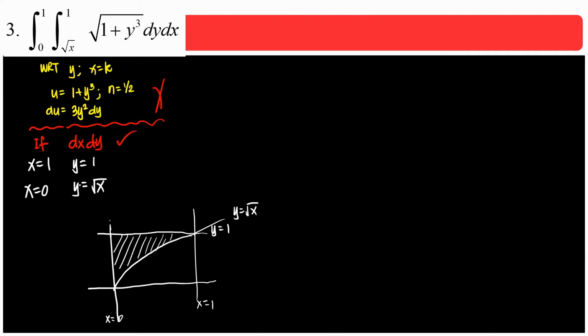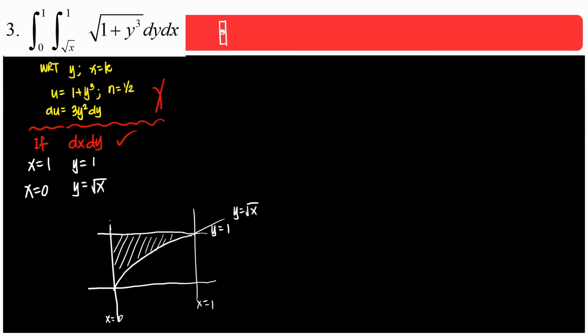How do I know it's upper? Again, from the parabola upwards. So it's that one. If it's the lower one, it should be y equals 0 up to y equals the square root of x. But since it started from the square root of x going up, it's the upper figure. However, the order was originally dy dx. How does this shape look like?